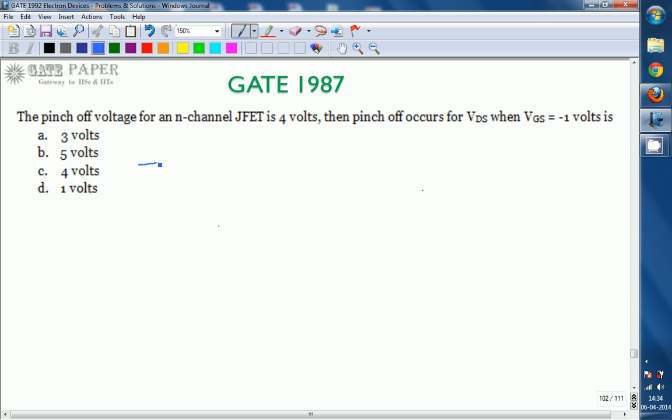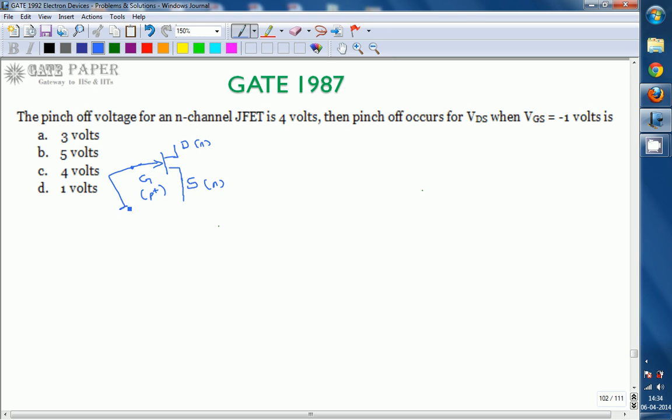We know that this is the symbol for the N-channel JFET, which consists of 3 important terminals: drain, source, and gate. And for a FET, the gate-source junction must always be reverse biased to achieve high input impedance. So for N channel, drain is N type, source is N type, and gate is P plus type. So for that we will apply a voltage like this.